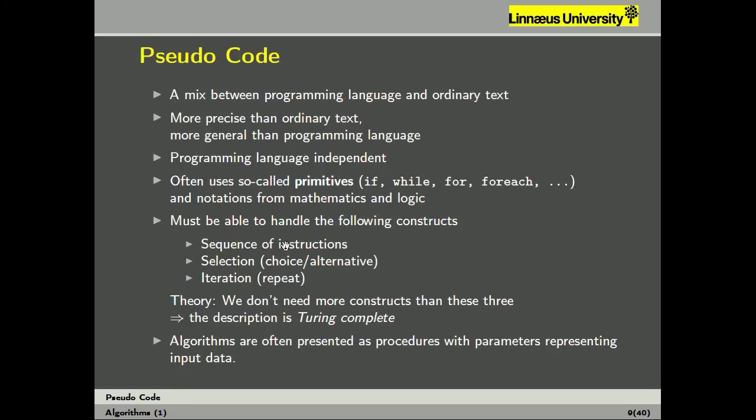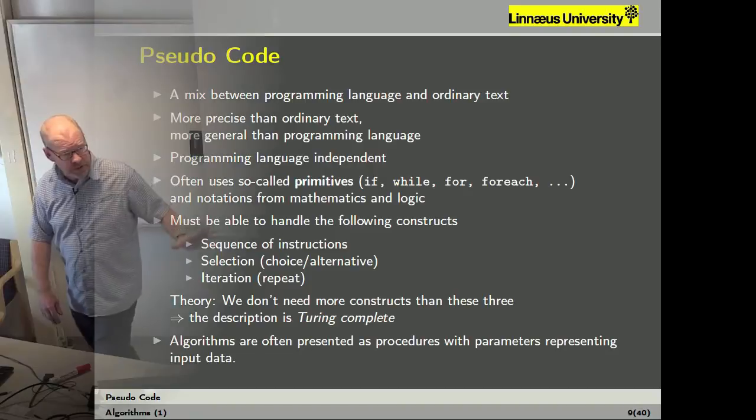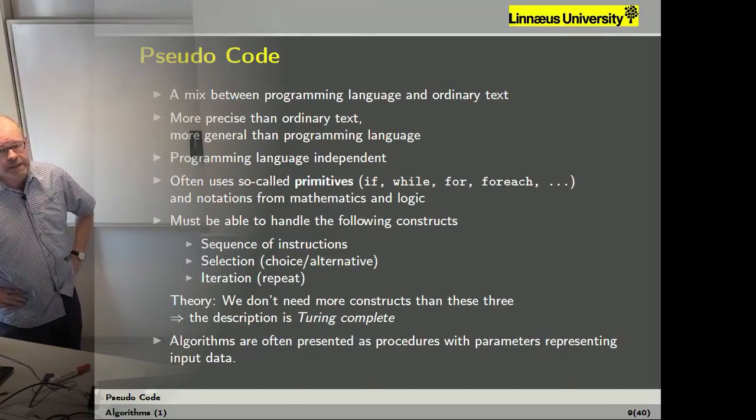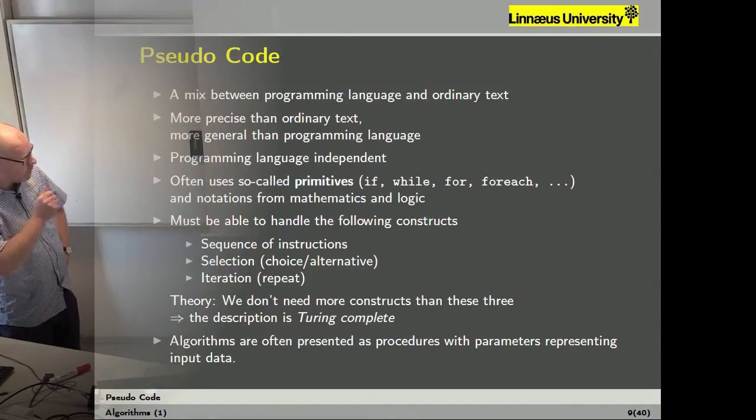Whatever description you are using, it must be able to handle sequence, selection, and iteration. Any programming language containing these three constructions is what we call Turing complete. That means they are enough. You don't need any methods, you don't need any other constructs. If you have these constructs and ordinary arithmetic, you can basically solve all the problems that are solvable. Sometimes it takes a lot of time, but they are complete in some sense.